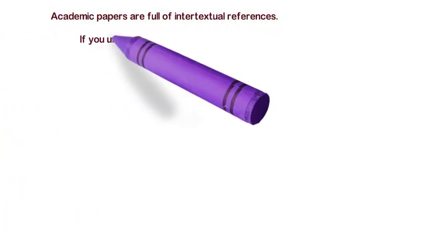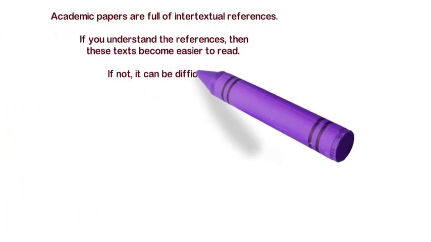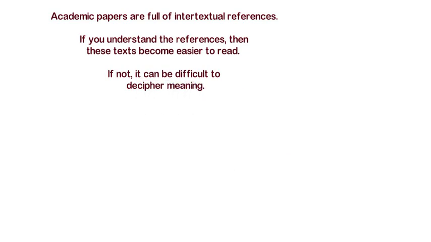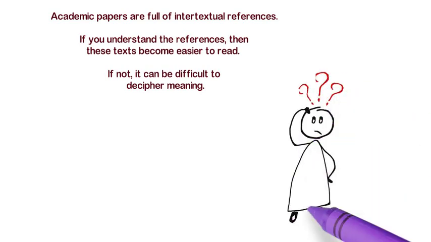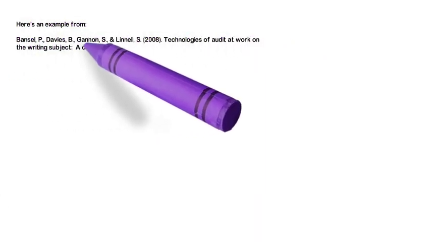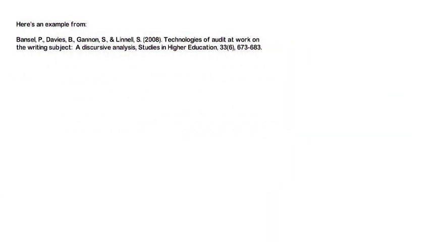Academic papers are full of intertextual references. If you understand the references, then these texts become easier to read. If not, it can be difficult to decipher meaning. And over time, as you begin to read more and more, so you begin to decipher more and more meaning. But here's an example of a paper that many of you, I'm sure, have come across. And I'm going to just read the paragraph.